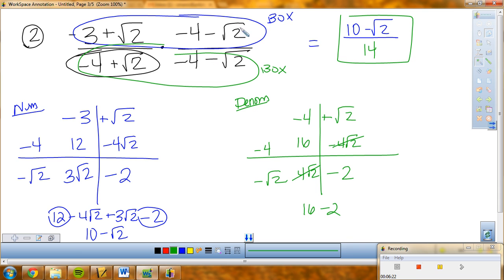So the binomial over the binomial does require two boxes, and I would recommend doing your work separately and then pushing it all back together at the end. It's going to help you from making errors. Again, your numerator won't have anything special going on. Your denominator will always have this repeater crossing out in the middle.